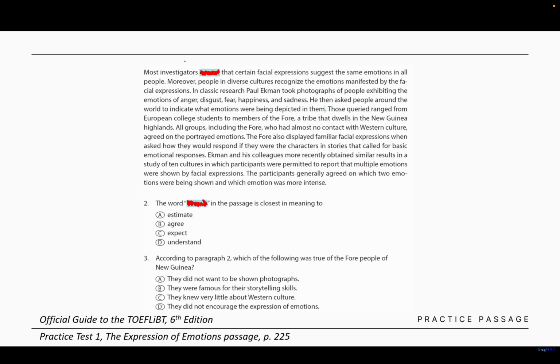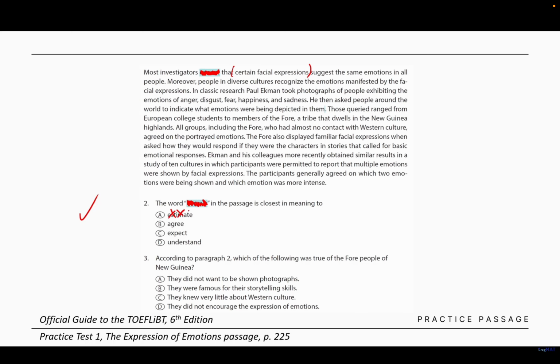All right. So one way you do it is you look at the subject. What's the subject? Investigators. Okay. Can investigators estimate, agree, expect, understand? Sure, they can. They're people, right? Can people estimate, agree, expect, or understand something? Sure. So not helpful. Look at the object. The object is certain facial expressions. Would that be something you estimate? Most investigators estimate that certain facial expressions suggest. Estimate is about numbers, right? So we can eliminate that as well, right there.